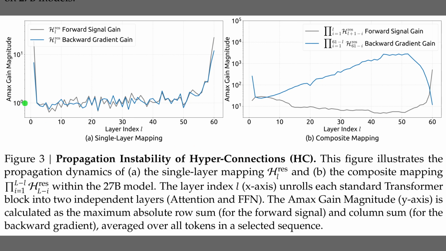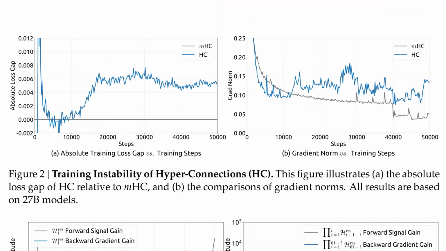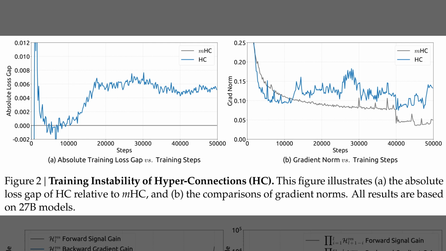Figure 3 now illustrates the instability issues that arise when connections are not constrained. In Panel A, the single-layer mapping stays relatively close to 1, but Panel B shows the composite mapping, which is the total signal gain accumulated across all layers. You can see the blue line for the backward gradient exploding toward 3,000, clearly showing why unconstrained connections lead to massive training failures.